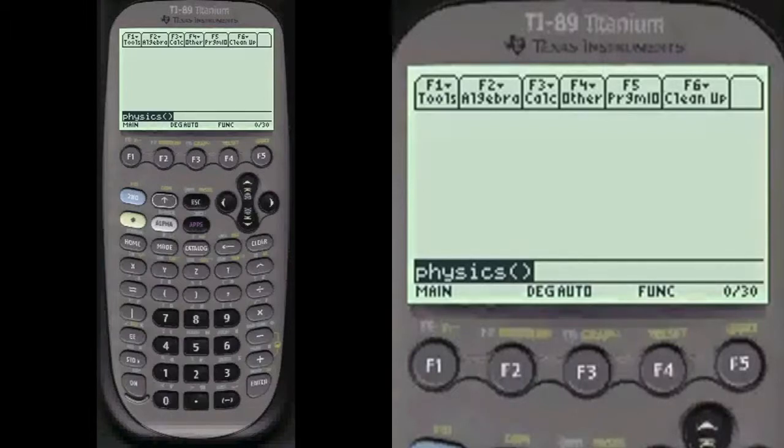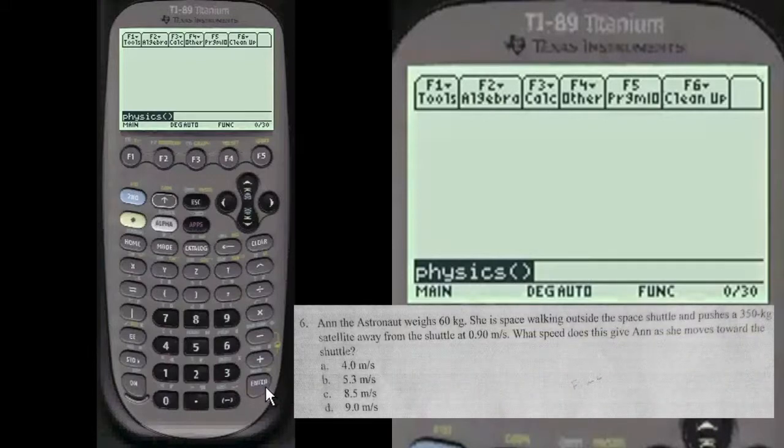I'm going to show you how to do these test problems. I'm going to do number 6 on an actual test for you on the Titanium with my programs installed. I'll show you how that works. We're going to press enter. This goes to the main menu here, physics.